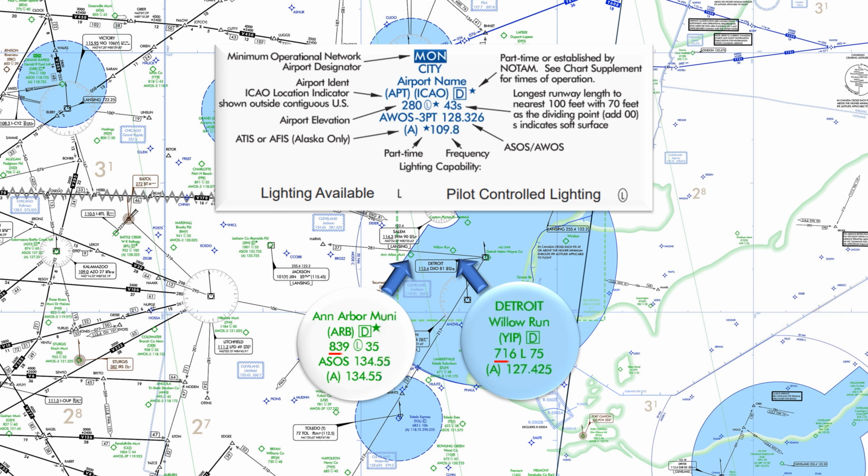We then have airport elevation, lighting available, and the longest runway. The circle around the L indicates pilot-controlled lighting. And finally, we have the available weather frequencies.